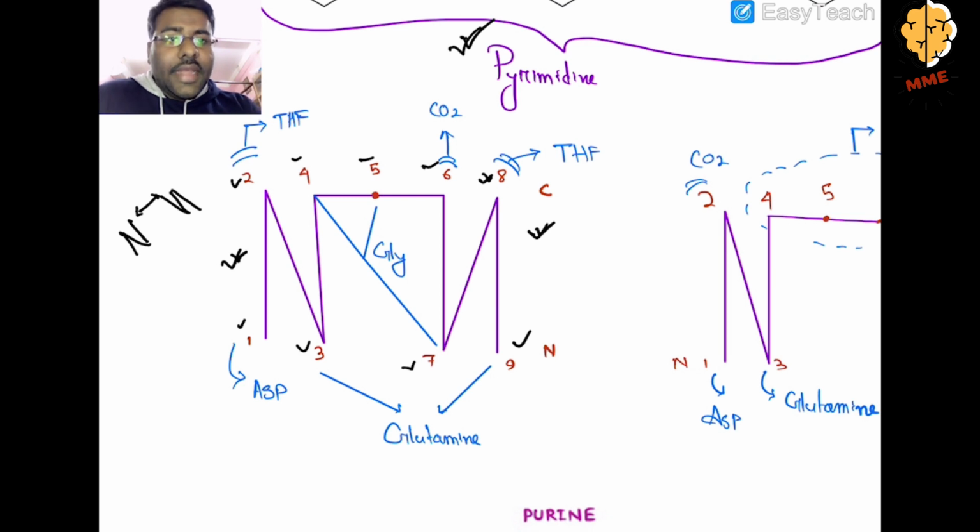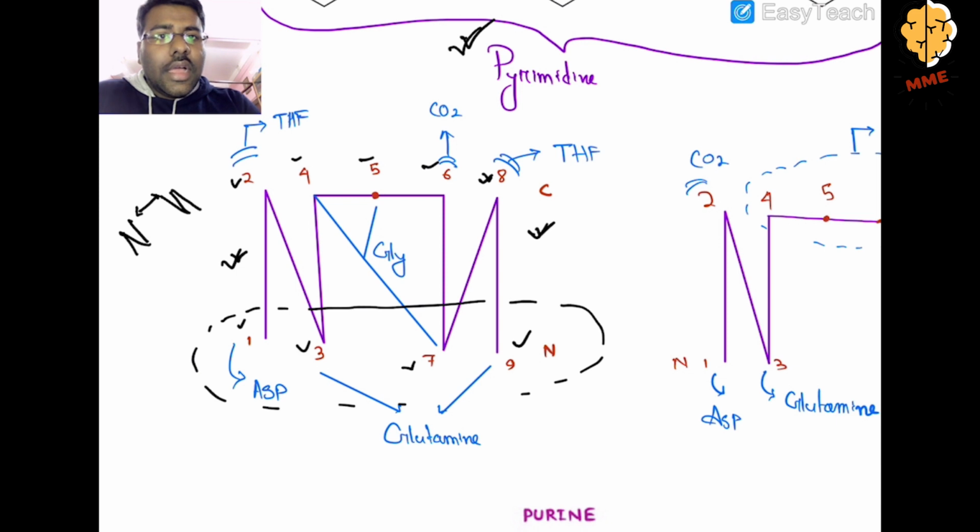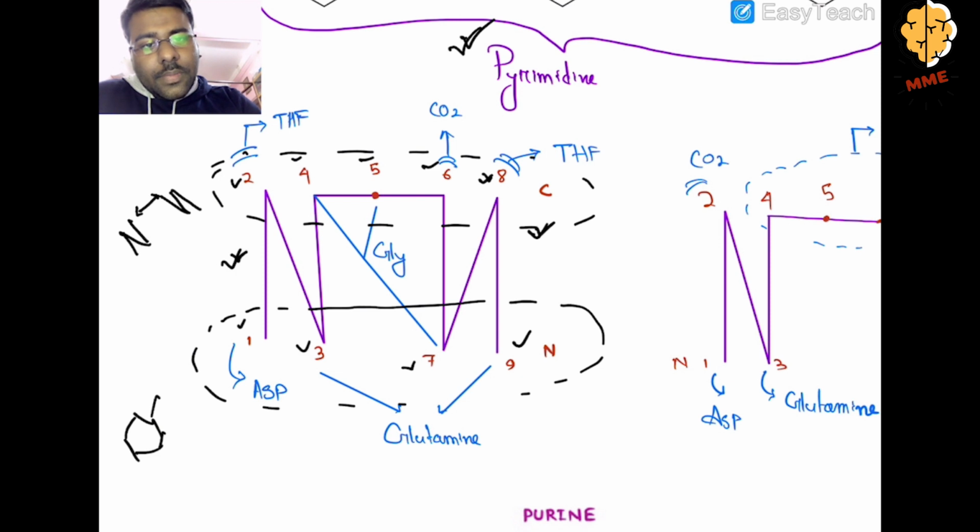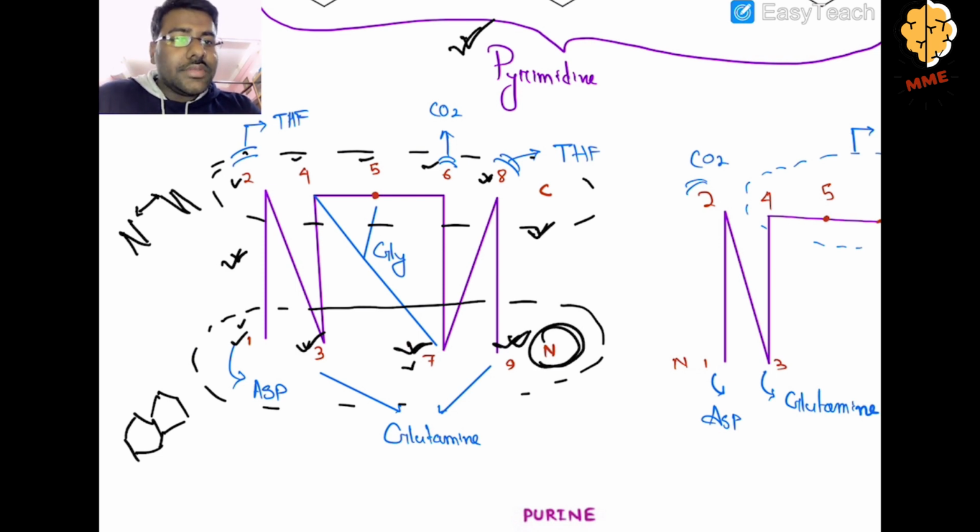Okay, and the lower is occupied by the nitrogen and the upper occupied by the carbon. So in this ring, the 1, 3, 7 and 9 positions are captured by nitrogen, and 2, 4, 5, 6 and 8 are captured by carbon.